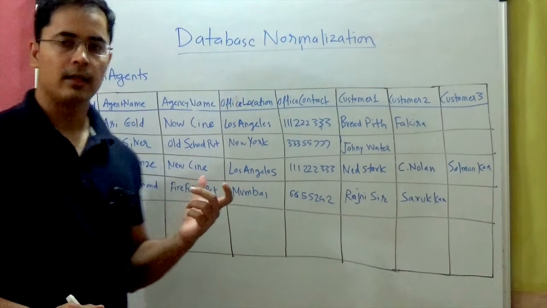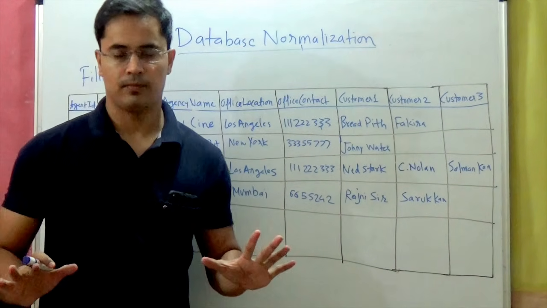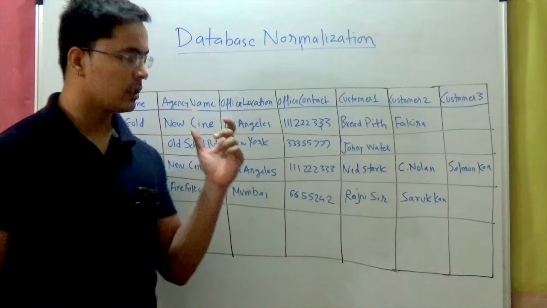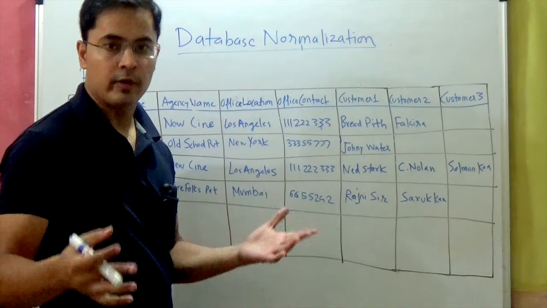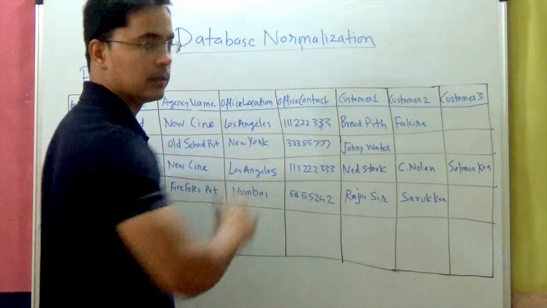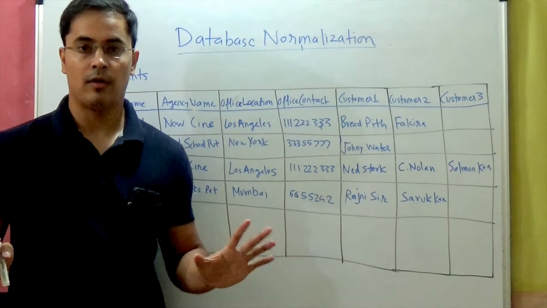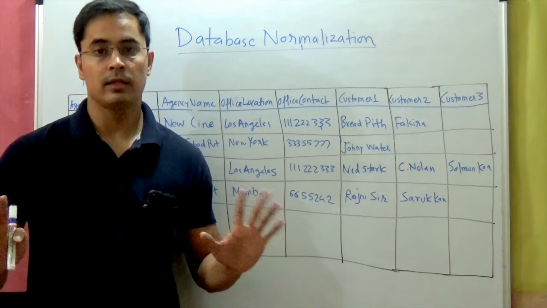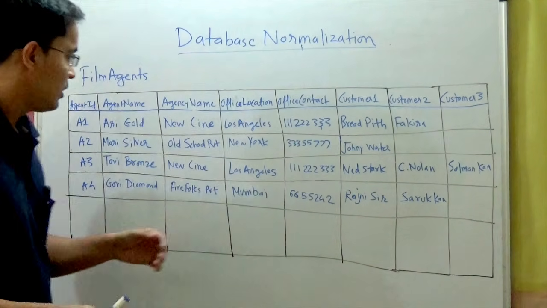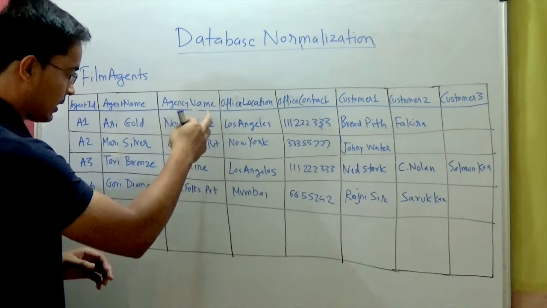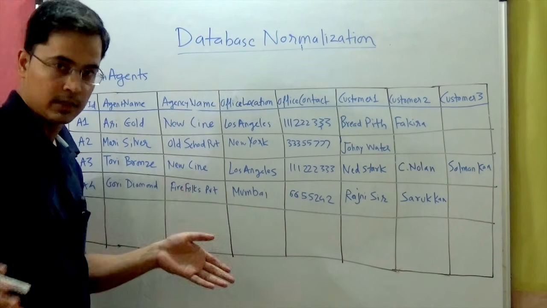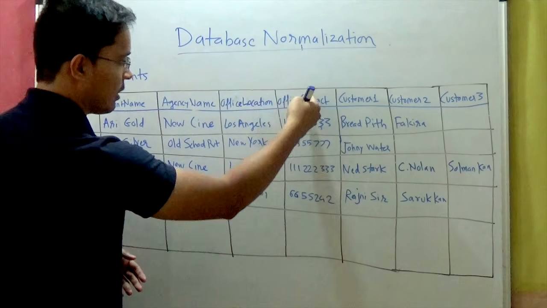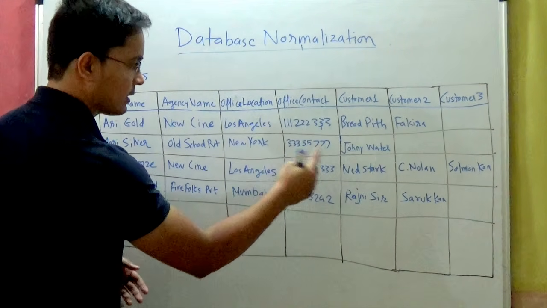But this table is in denormalized form. Why do I say that? It has certain issues, the same issues to avoid which we do normalization. So what are those issues? First of all, there is data redundancy. It's clearly visible. You can see that the agency name has been repeated. Similarly, because the agency name is repeated, so is the office location and office contact. It's exactly the same.